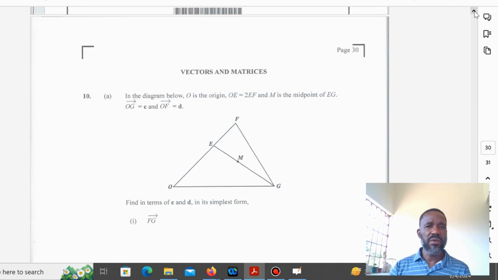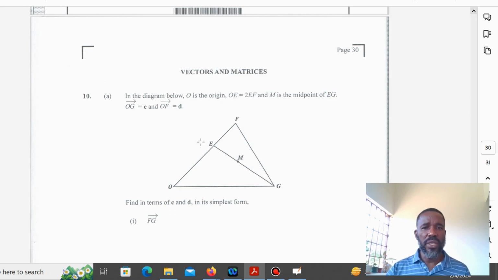Welcome to another video. We will continue with the solution to the January 2024 paper, and we are at question 10, which is a vectors and matrices question. It says, in the diagram below, O is the origin, OE is equal to 2EF, and M is the midpoint of EG, OG is equal to C, and OF is equal to D. Find in terms of C and D in its simplest form.